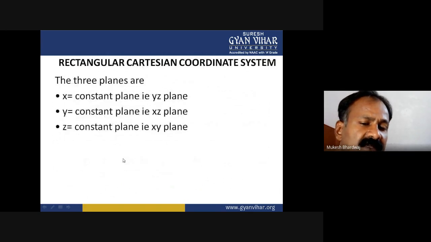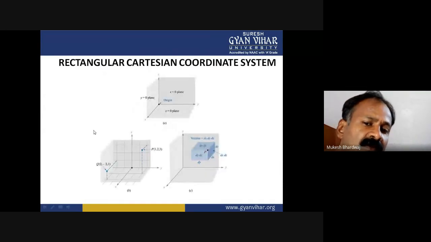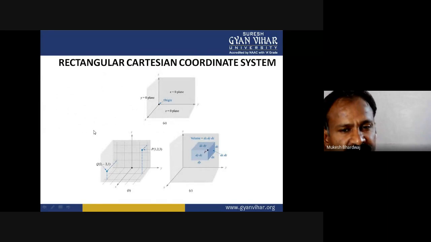The three planes are the x equals constant plane, that is the yz plane, the y equals constant plane, that is the xz plane, and the z equals constant plane, that is the xy plane. These are some pictorial representations of the x, y, z planes in which some Cartesian coordinates are shown with respect to the origin.